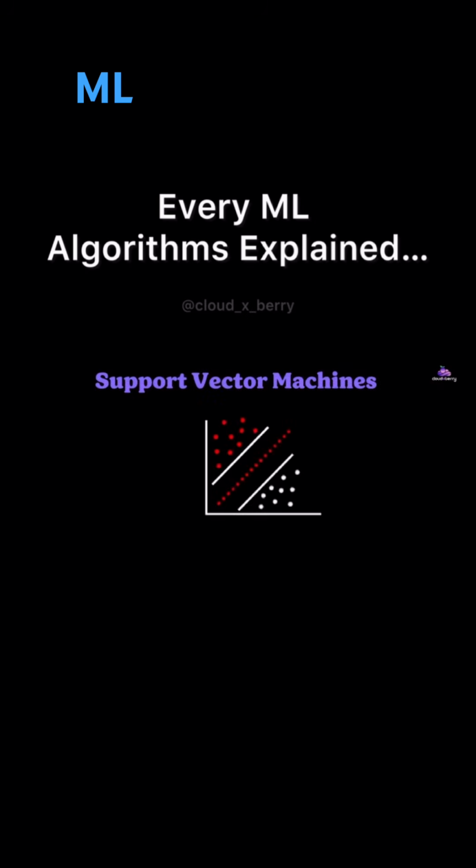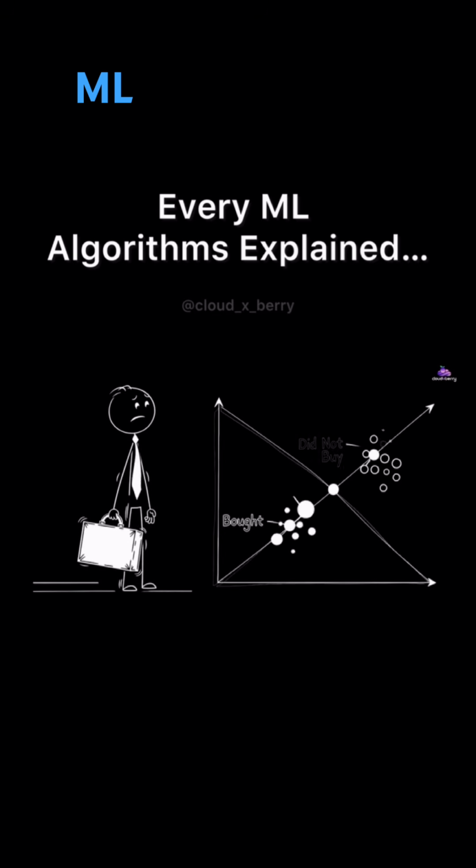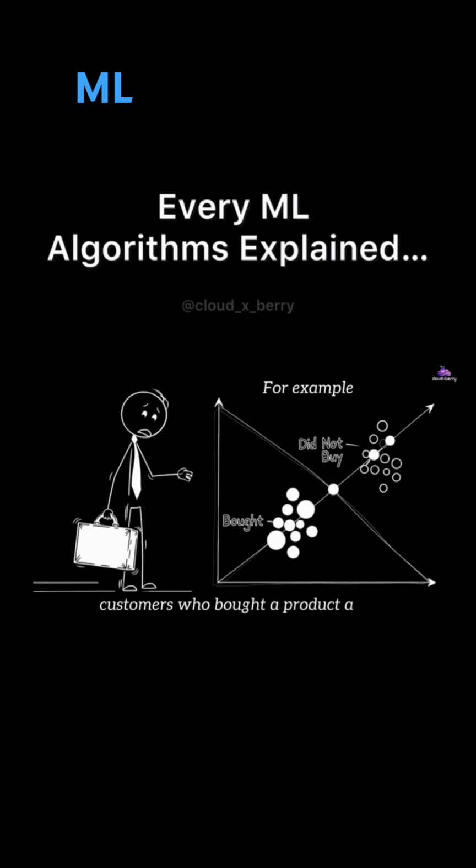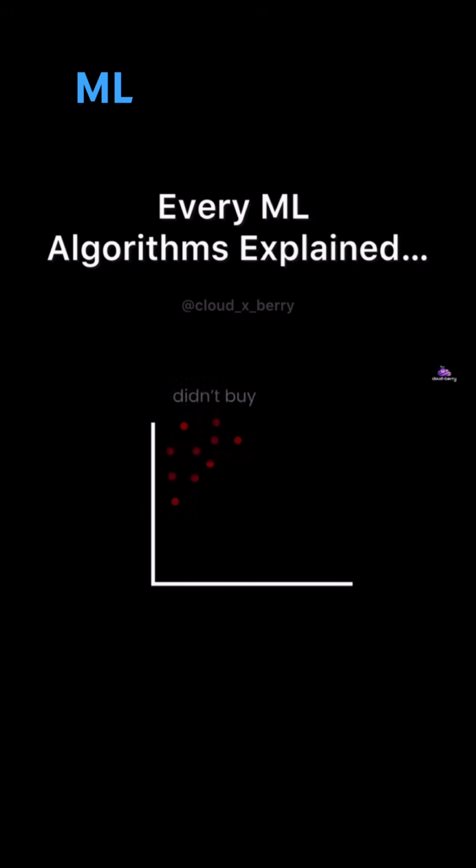Now let's talk about support vector machines, or SVM. Imagine you have two categories of data points. For example, customers who bought a product and those who didn't. You want to separate them with a boundary.